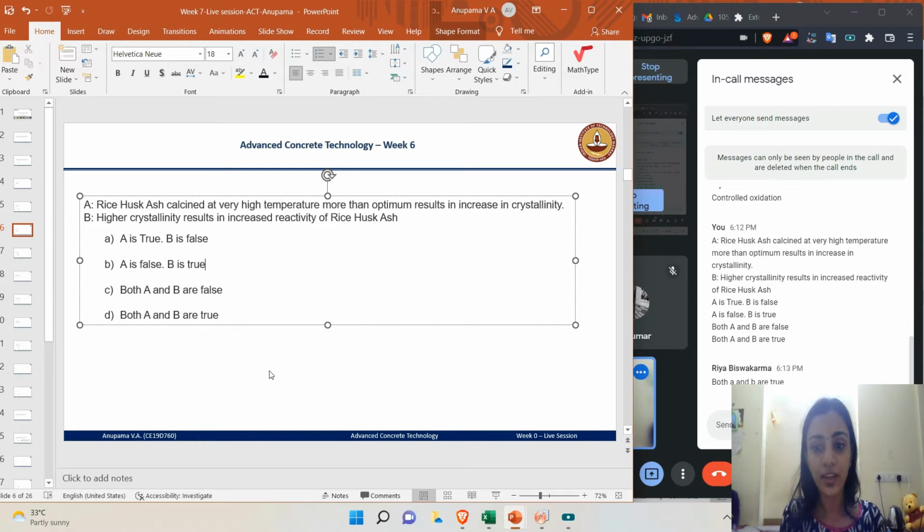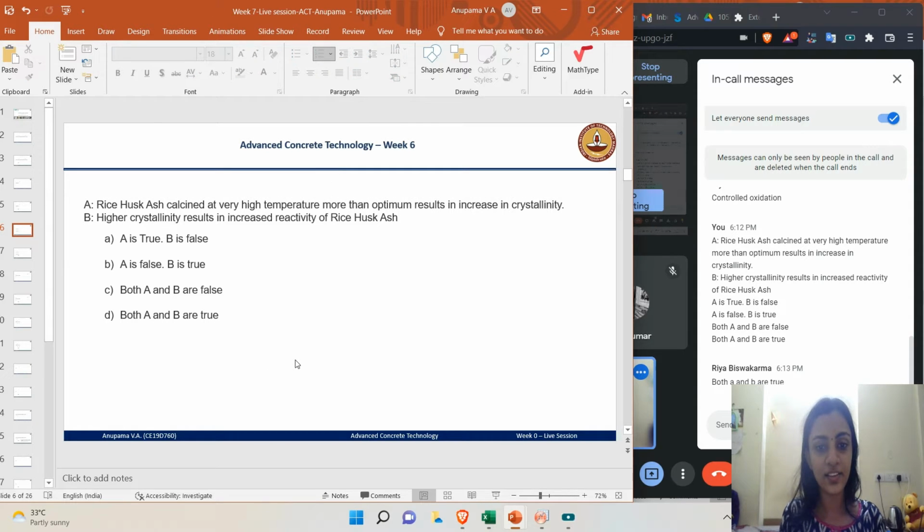Okay. Thank you, Ria, for responding to the question. Let me give a few more seconds for someone to read the question properly. Option A states that rice husk ash at very high temperature calcination results in increased crystallinity. Option B states crystallinity increases, reactivity increases. So, what is the correct answer?